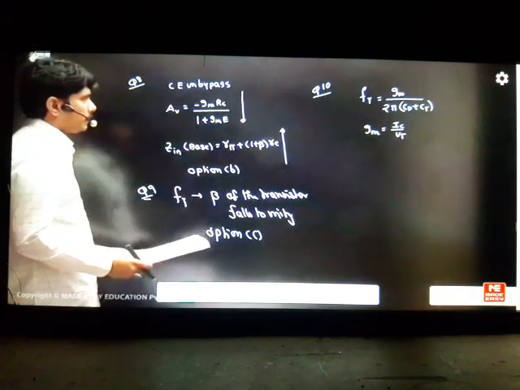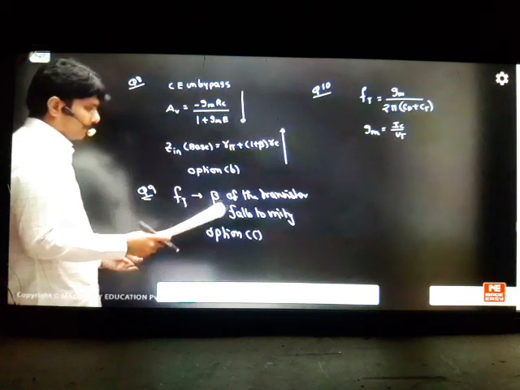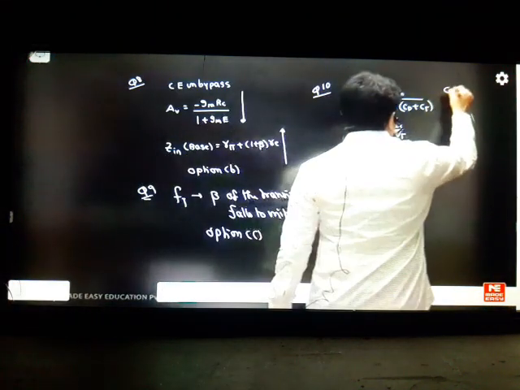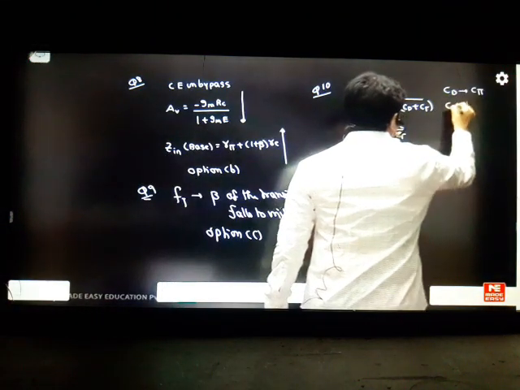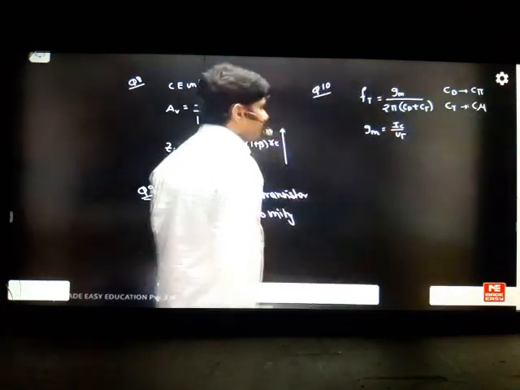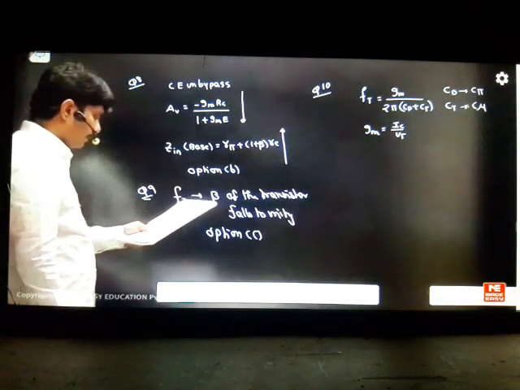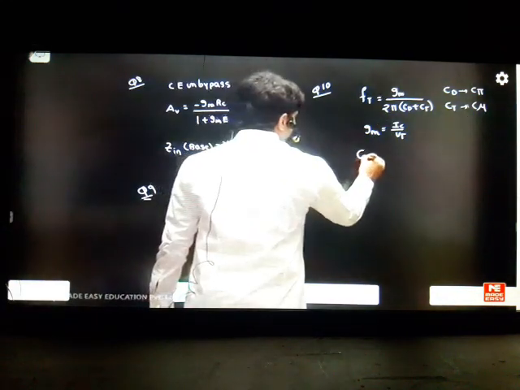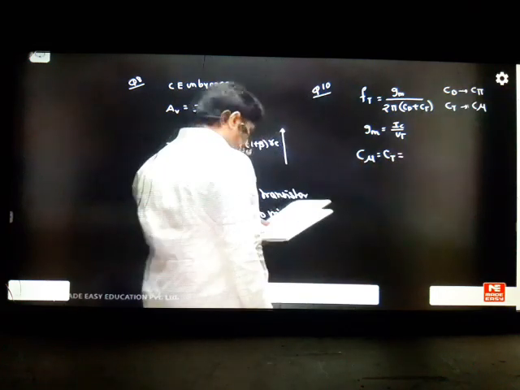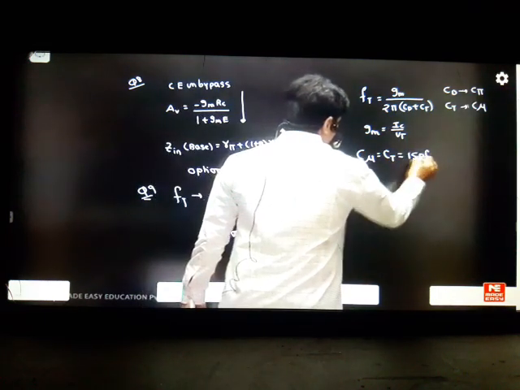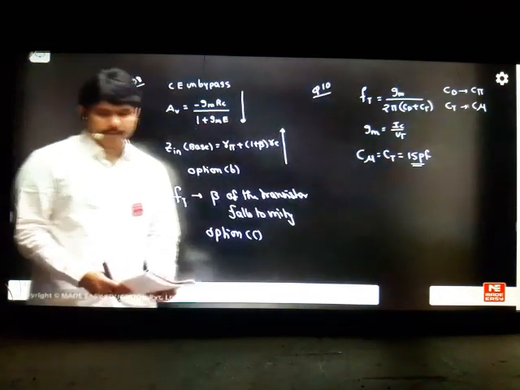FT is given, ICQ is given, so Gm will come. It's talking about C pi and C mu. C pi is given, C mu is asked in the problem. So let us find out C mu. If we solve this problem, it comes around 15 picofarads.